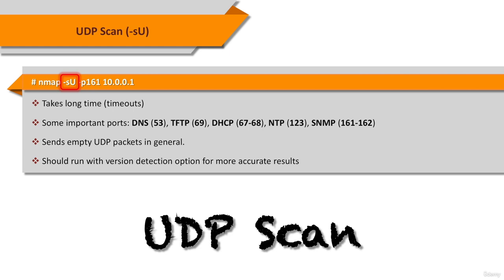Because UDP scanning is generally slower and more difficult than TCP, some security auditors ignore these ports. Now, I think this is a mistake, as exploitable UDP services are quite common, and attackers certainly don't ignore the whole protocol. So in general, destination systems do not respond when they receive a UDP packet.